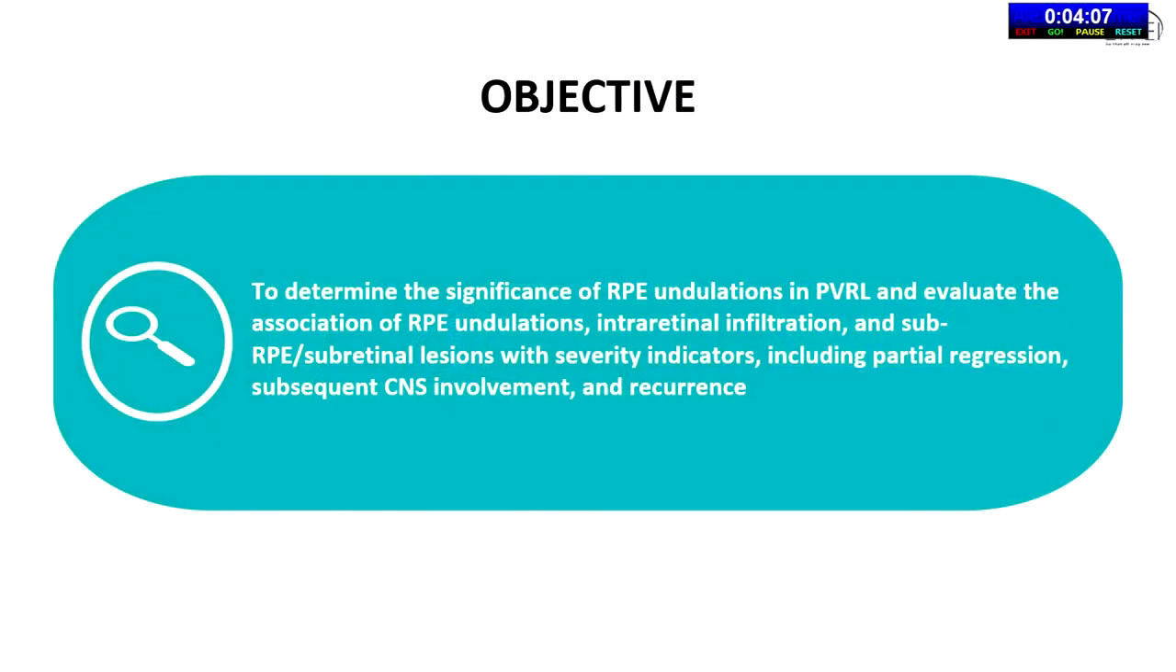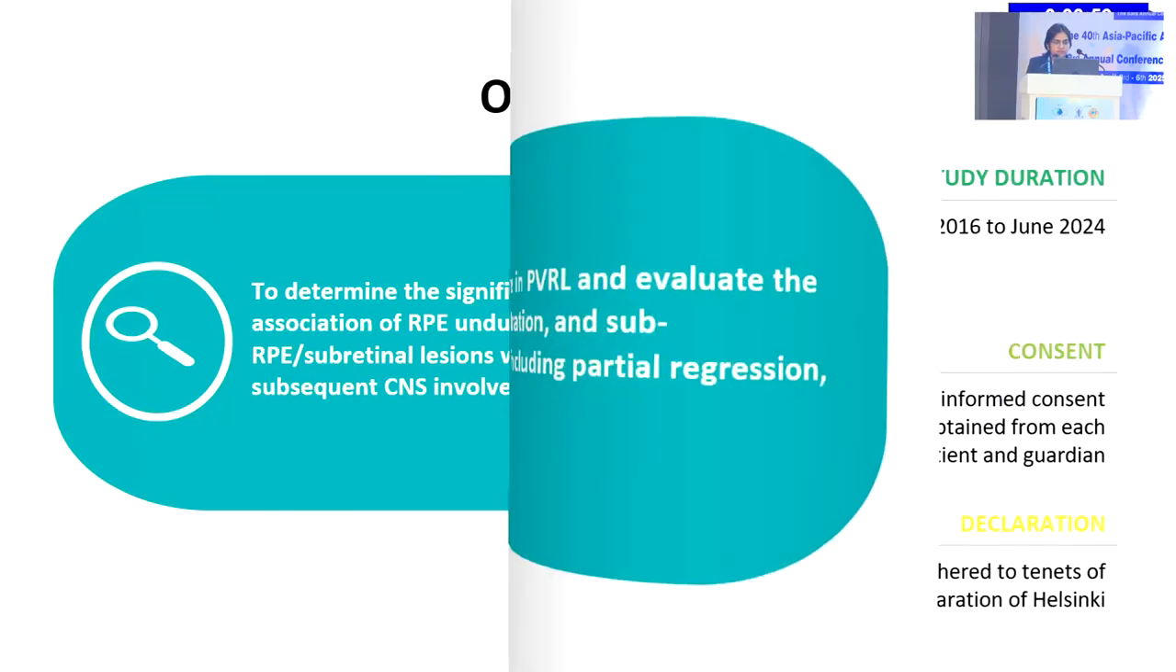So the objective of my presentation is to determine the significance of 3 OCT biomarkers, primarily the RPE undulations in PVRL, and evaluate the association of RPE undulation, secondly the intraretinal infiltration, third the sub-RPE or subretinal lesions with the severity indicators, which are first the partial regression, secondly subsequent CNS involvement, and third intraocular recurrence.